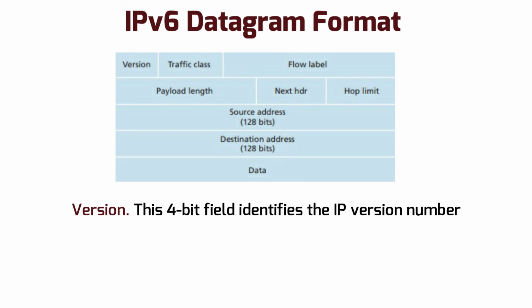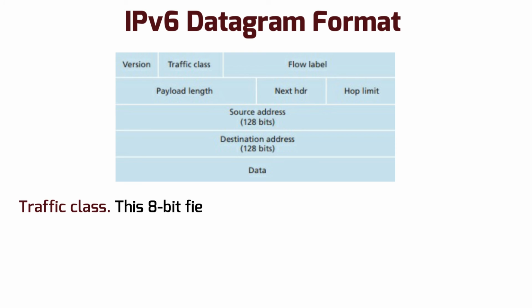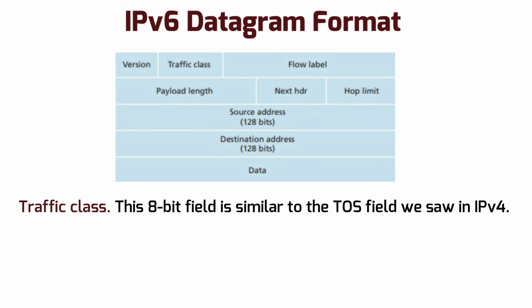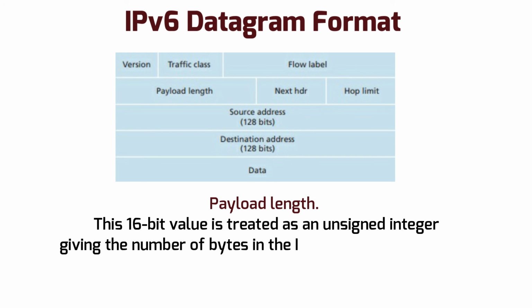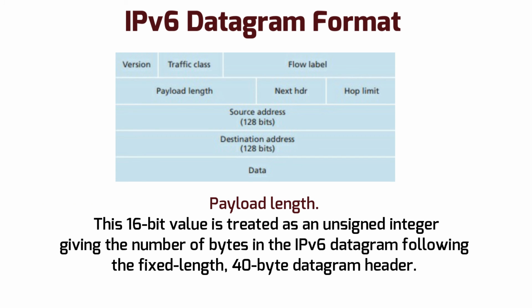This 4-bit field identifies the IP version number. Next is the traffic class. This 8-bit field is similar to the type of service field we saw in IPv4. Next is flow label. This 20-bit field is used to identify a flow of datagrams. Payload length. This 16-bit value is treated as an unsigned integer giving the number of bytes in the IPv6 datagram following the fixed-length, that is 40-byte, datagram header.